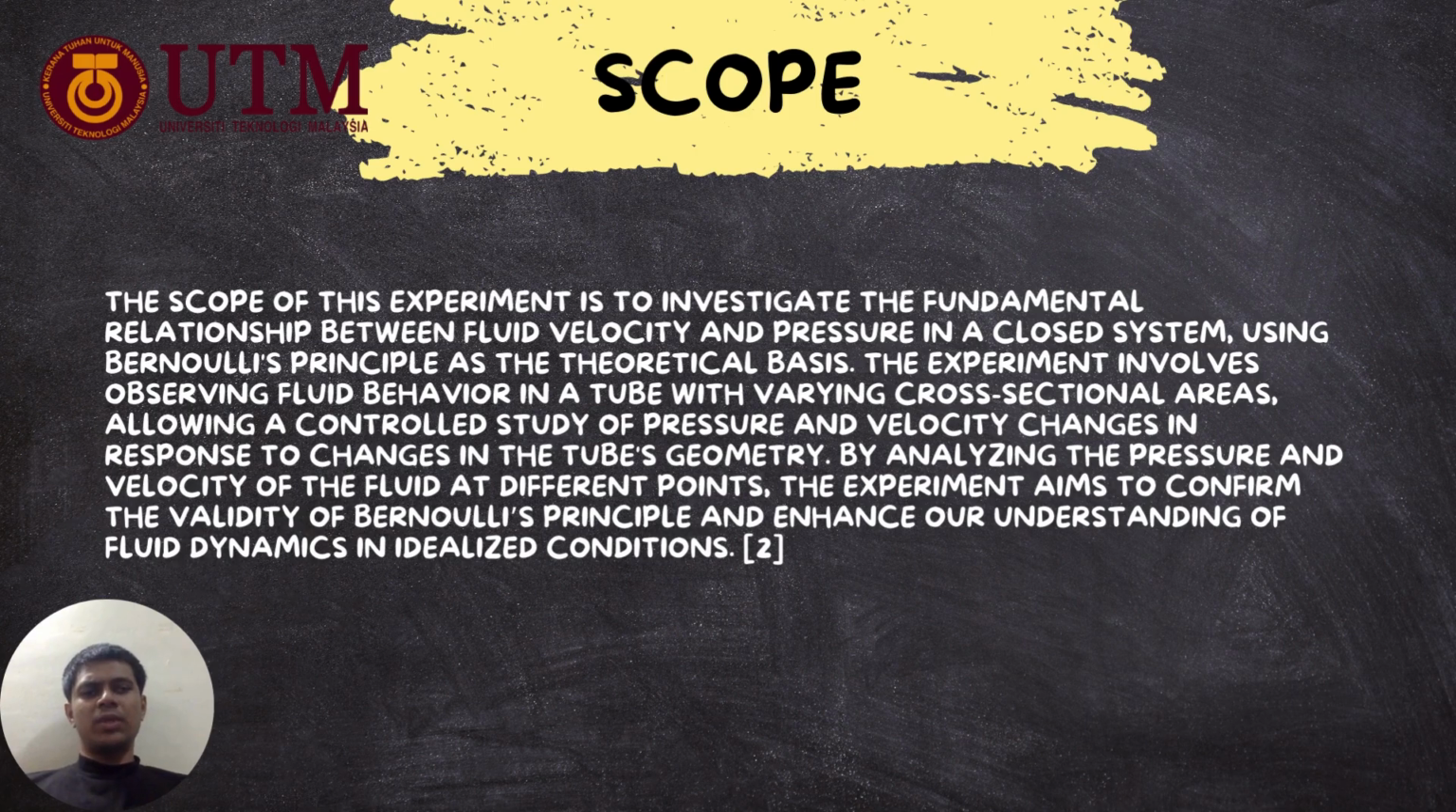The scope of the experiment is to investigate the fundamental relationship between fluid velocity and pressure in a closed system, using Bernoulli principle as the theoretical basis. The experiment involves observing fluid behavior in a tube with varying cross-sectional area, allowing a controlled study of pressure and velocity changes in response to changes in the tube's geometry.